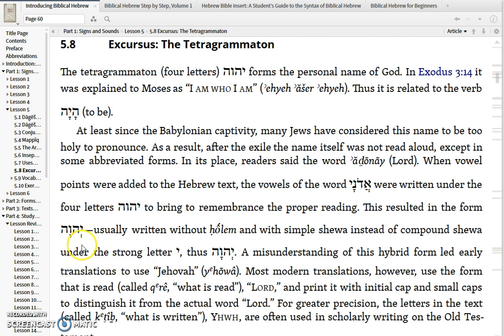Rather, when the reader saw these consonants with those vowels, that was an indication: pronounce this word rather than the consonants that you see. So they see Yahweh, but they will say Adonai.